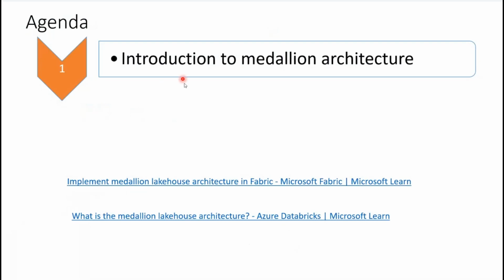So our agenda today is an introduction to medallion architecture. So what is medallion architecture, and what will we see today? Medallion architecture is nothing but a 3-layer process, I can say. So what are these 3 layers?